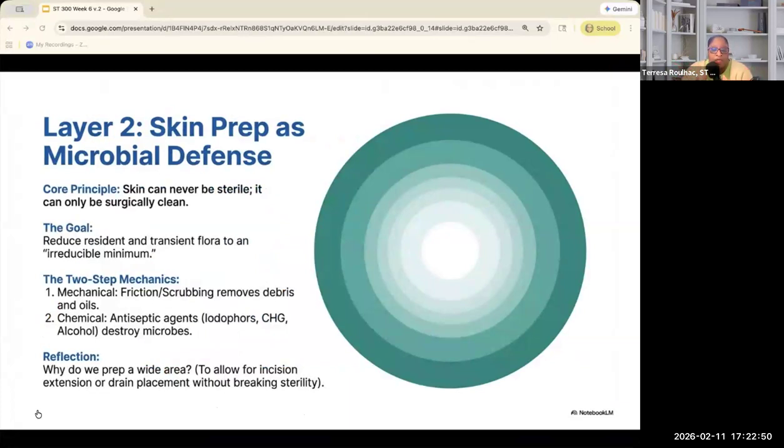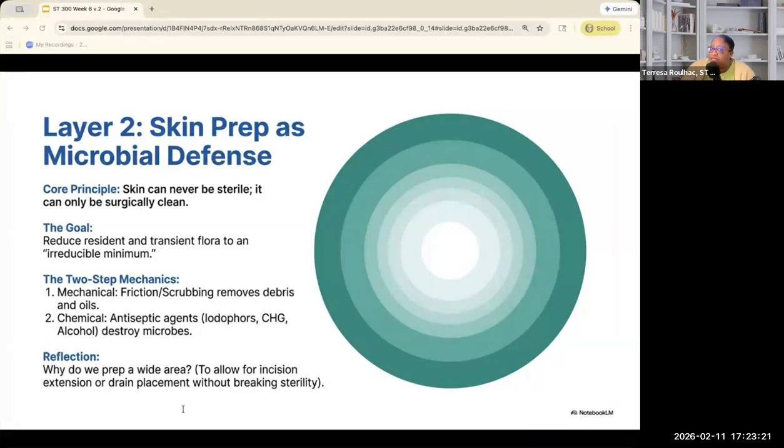Now, in the operating room, things are happening simultaneously. So it's not like one person's waiting for another to do something. And you'll figure this out once you guys get into the lab. You're doing things at the same time, okay? But the skin prep is just about reducing risk. Remember, we cannot sterilize skin. So we're just trying to reduce the amount of microbes on the skin, okay?